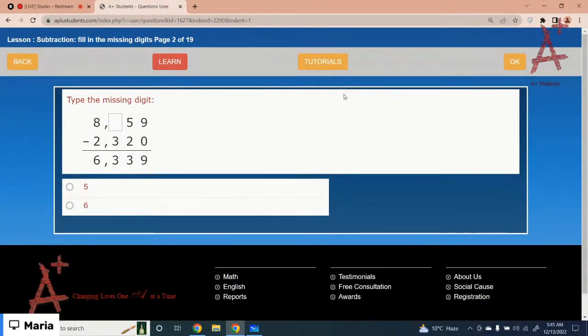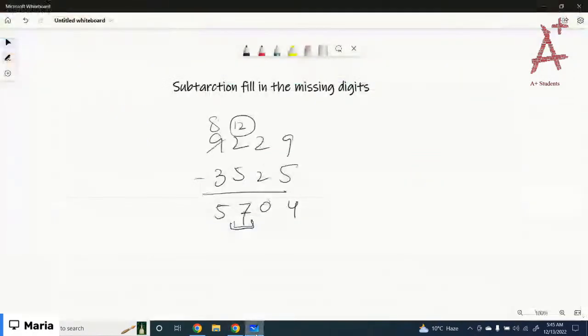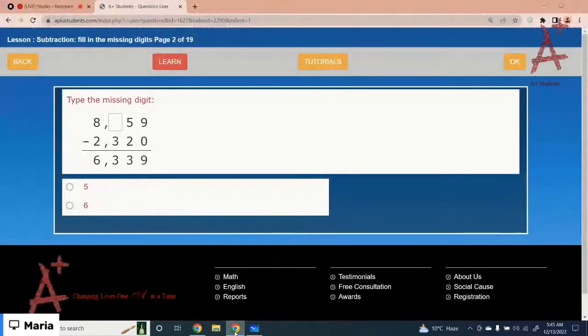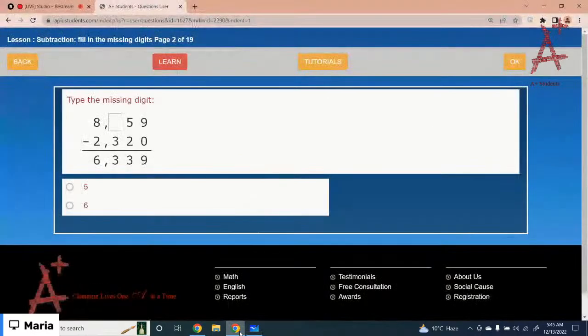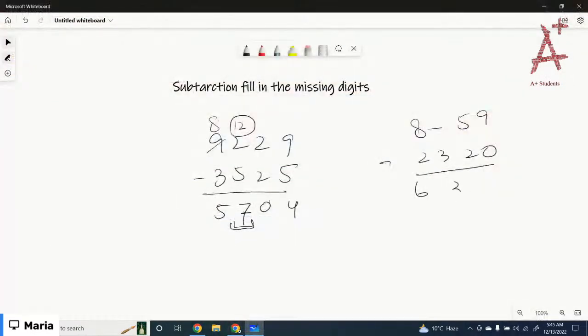Okay, the next one is 8 subtract 8, the missing number 5, 9. Then you have 2, 3, 2, 0. And the difference is 6, 3, 3, 9. Okay, so start subtracting from here. 9 subtract 0 is 9. 5 subtract 0 is 3. So which number is subtracted, because you don't have anything to borrow from.